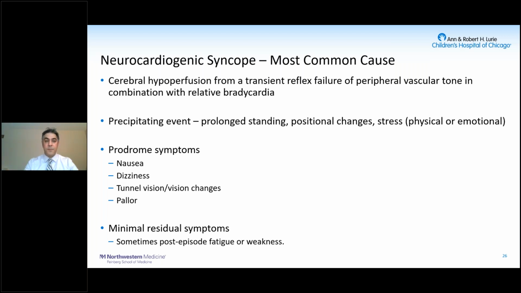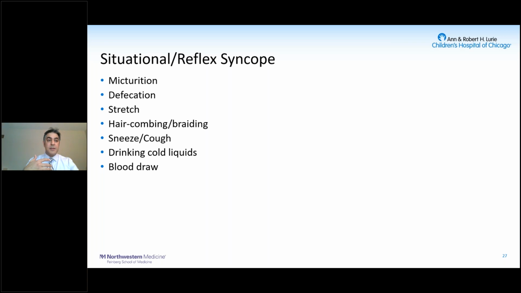A similar mechanism is seen in these interesting situational, what we call reflex syncope, more common in young adults, but again, definitely can be seen in teenagers. So, did it happen while using the bathroom, urinating or stooling? Doing a very big stretch sometimes triggers this mechanism. Hair combing when it's aggressive or someone's having their hair braided, drinking cold liquids.